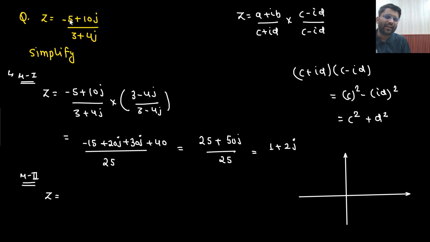What will be the magnitude? 10 square plus 5 square, that would be under root 125. And what will you be getting here? Divided by under root 25, 16 plus 9, 25. So under root 25 here, under root 125.